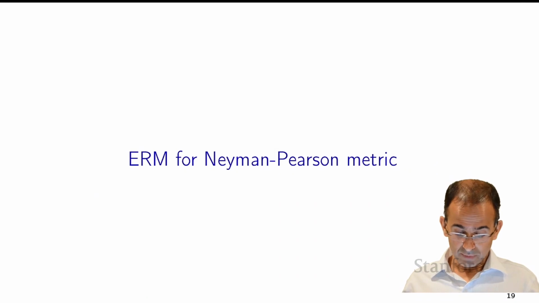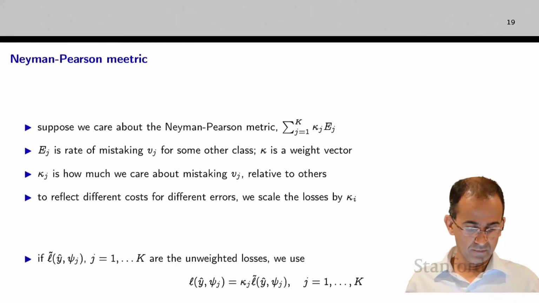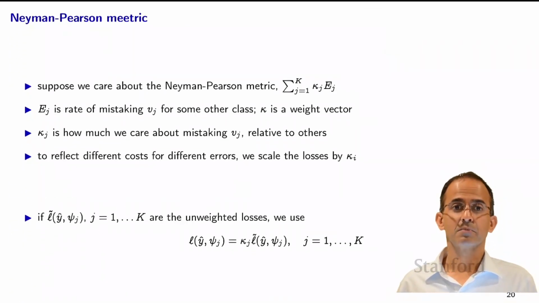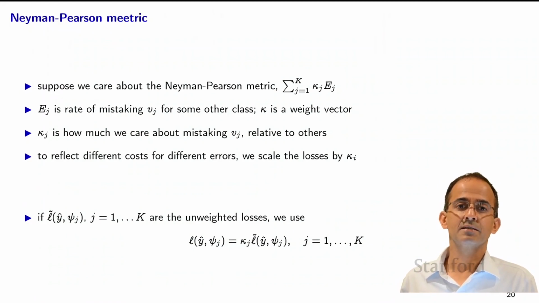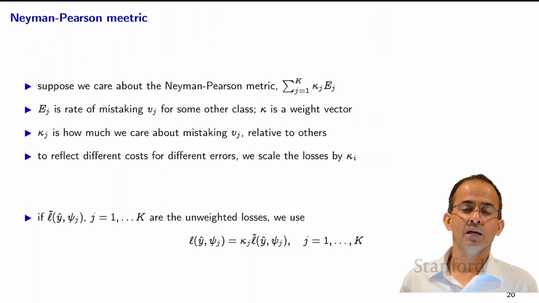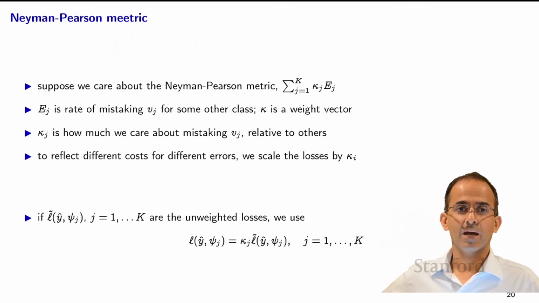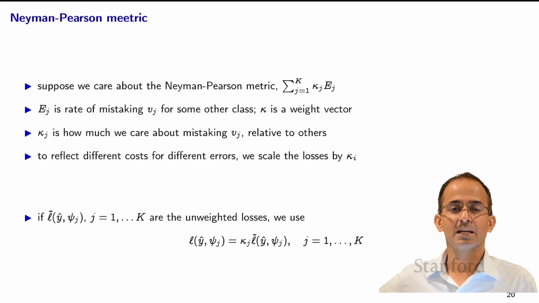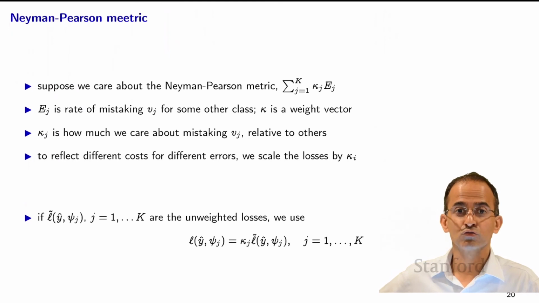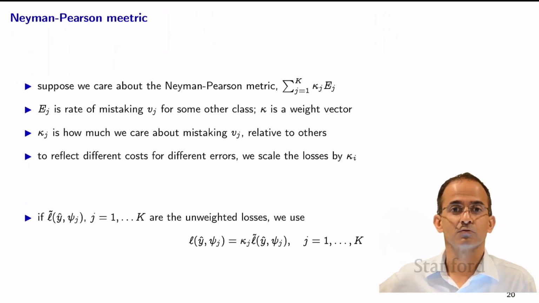Now if we have the Neyman Pearson metric, remember what it is. It says we're going to consider a weighted sum of the different errors, where EJ is the rate of mistaking VJ for some other class. And kappa here is going to be the weight. So kappa J is how much we care about mistaking VJ, about predicting the answer wrong in the case where the true target variable is VJ.